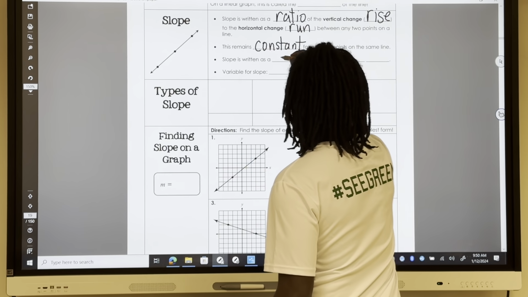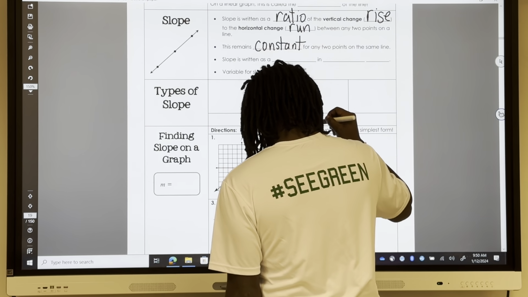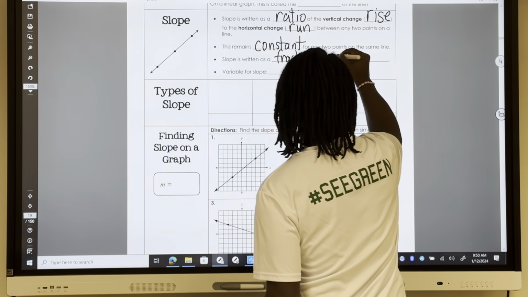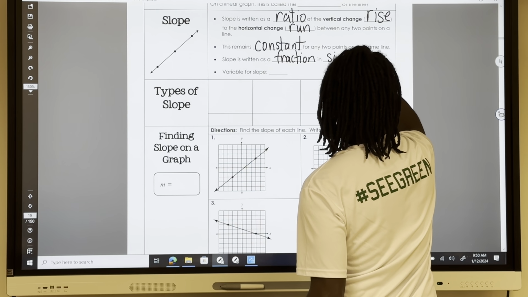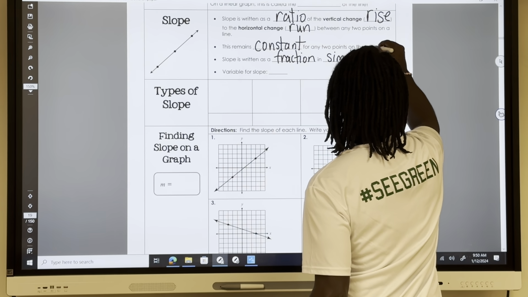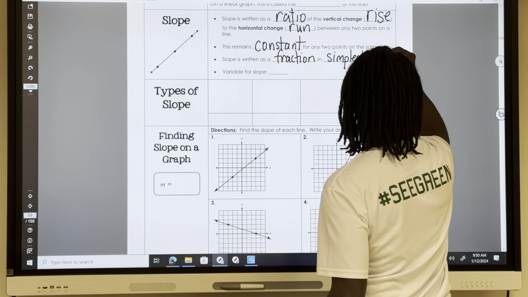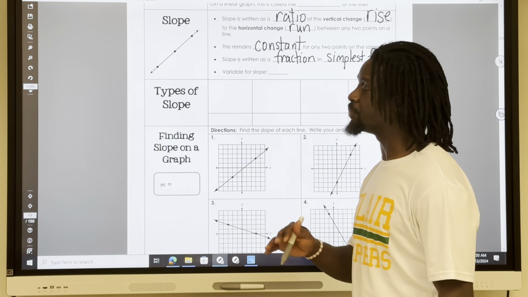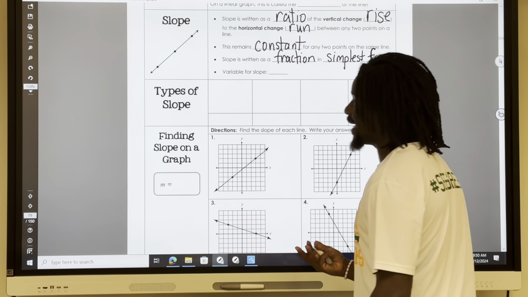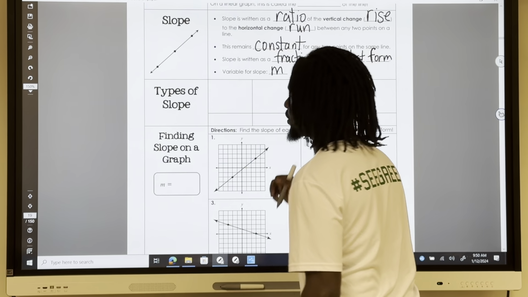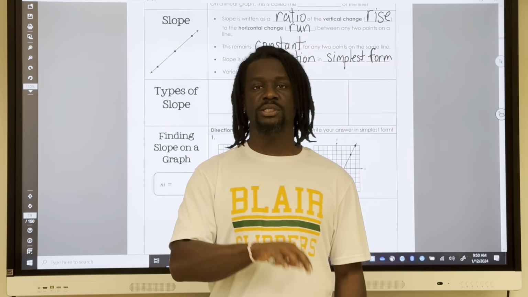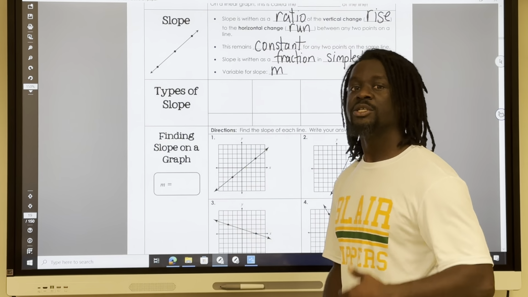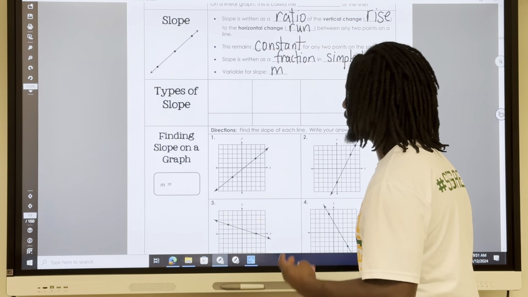Slope is written as a fraction in simplest form. We're always going to have to reduce or simplify our slope if we can. The variable that we are going to use to refer to the slope is m. So m refers to the slope. Now let's look at the 4 types of slopes.